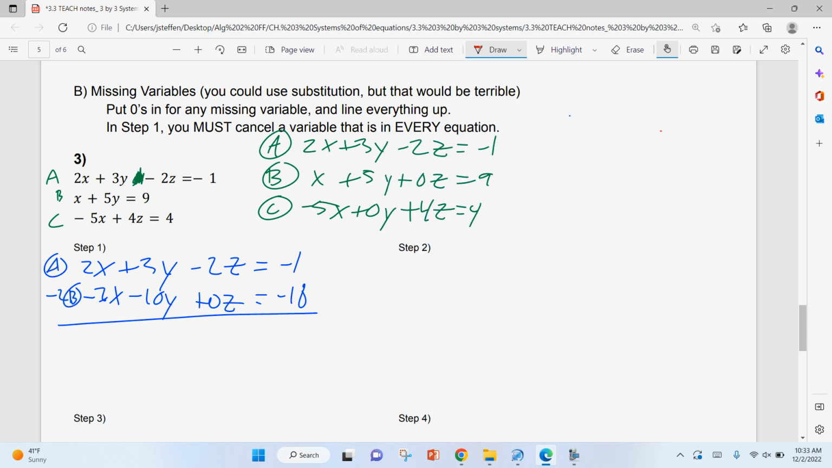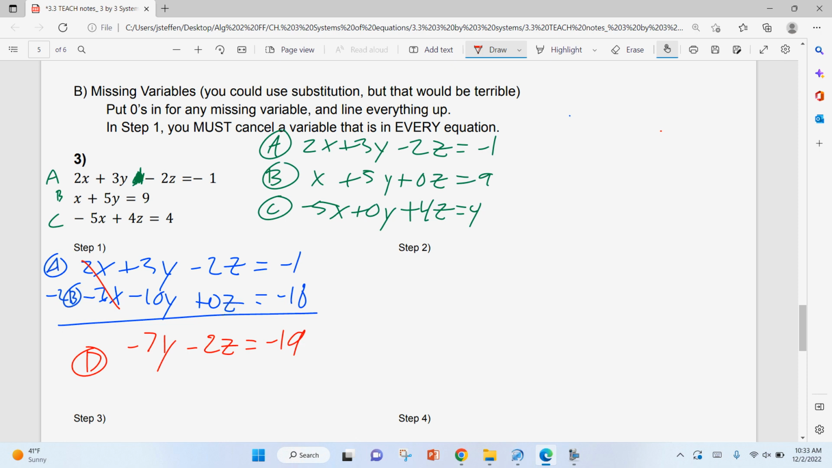So when we cancel those, the -2's cancel. We end up with -7y. -2 plus 0 is just -2. -1 minus 18 is -19. That's equation D. So from here on out, once you know that you're canceling the x's first, everything else in this whole problem is the same as what we did before.